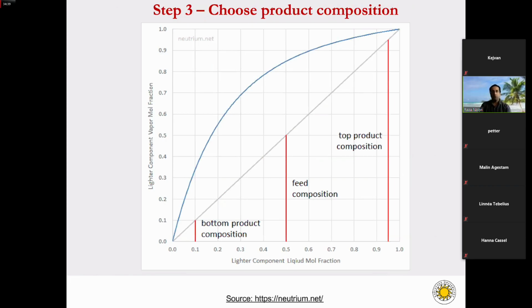Now you choose the top product, feed, and bottom product compositions. So let's say in this example, XD, which is the mole fraction of the more volatile component in the top product or the distillate, is 0.95. Let's say the feed composition XF is 0.5. And the bottom product composition, XB, let's say is 0.1.